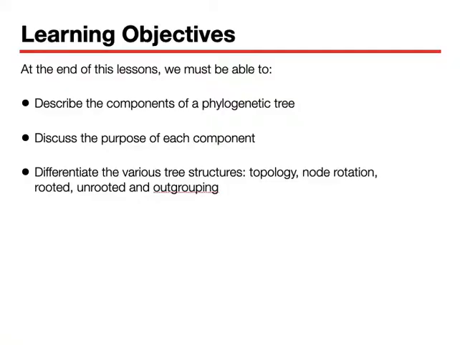Now, learning objectives for this lesson are the following. Describe the components of a phylogenetic tree. Discuss the purpose of each component and differentiate the different tree structures. Okay? We have the topology, node rotation, rooted versus unrooted, and then outgrouping.